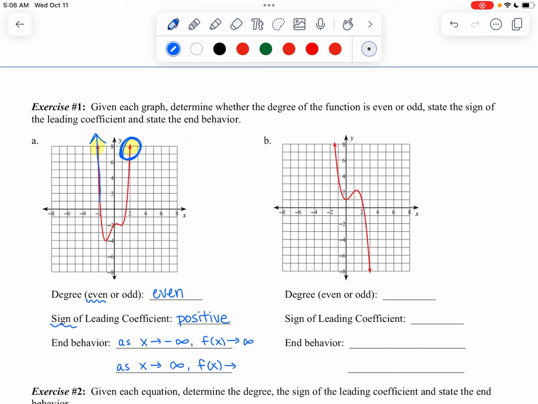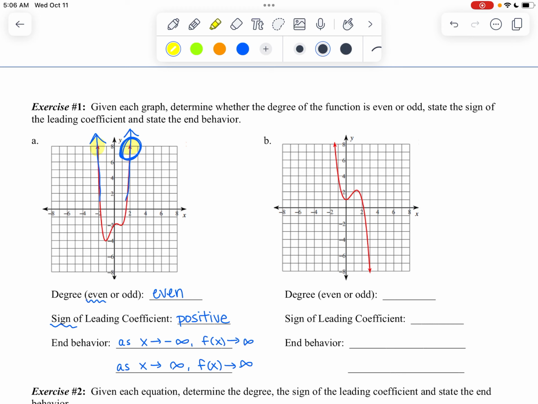And as I look to the right, as x gets more and more positive, my function is continuing to go up as well. As we look right, we go up, up, up. That's also positive infinity. So if you're asked to state end behavior, this is what we're asking of you, to state these two sentences. Describe what's happening on the left, describe what's happening on the right.